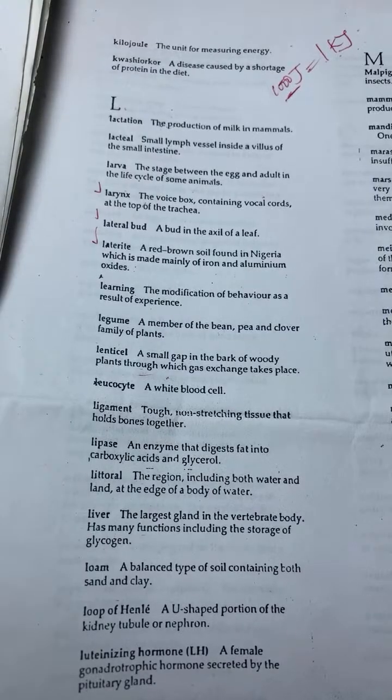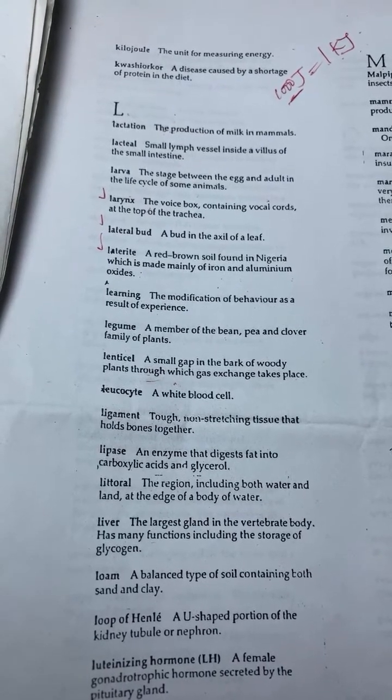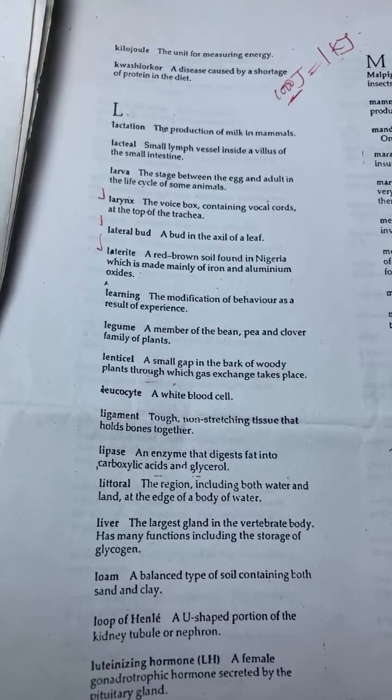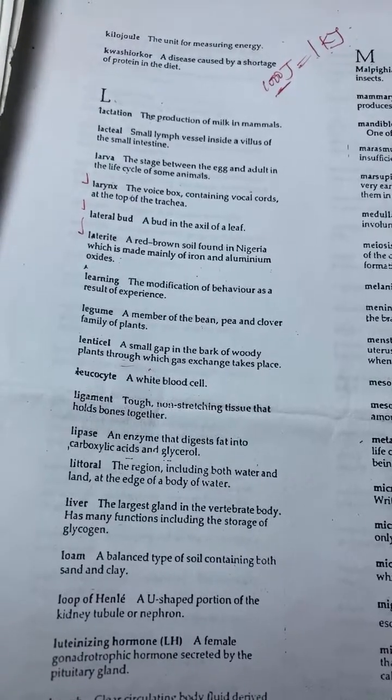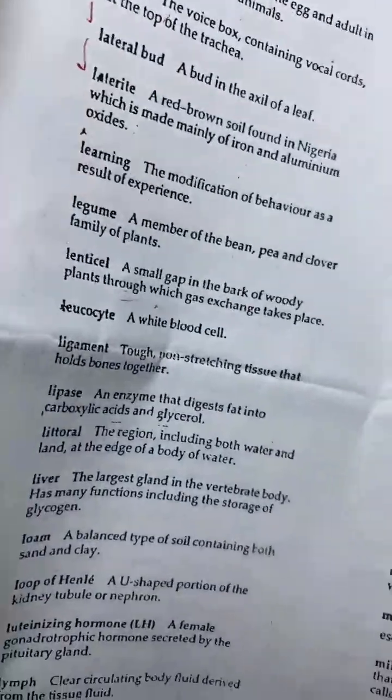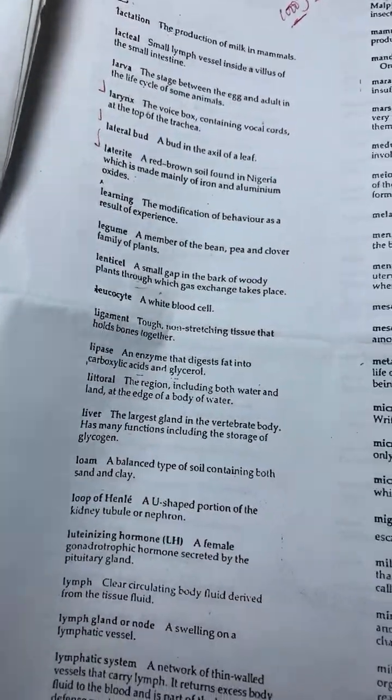We move on to the littoral, the region including both water and land at the edge of a body of water. That's littoral. But beyond that, I want you to look at what we mean by the liver. It's the largest gland in the vertebrate body. It has many functions, including the storage of what? Storage of glycogen. That is your liver.